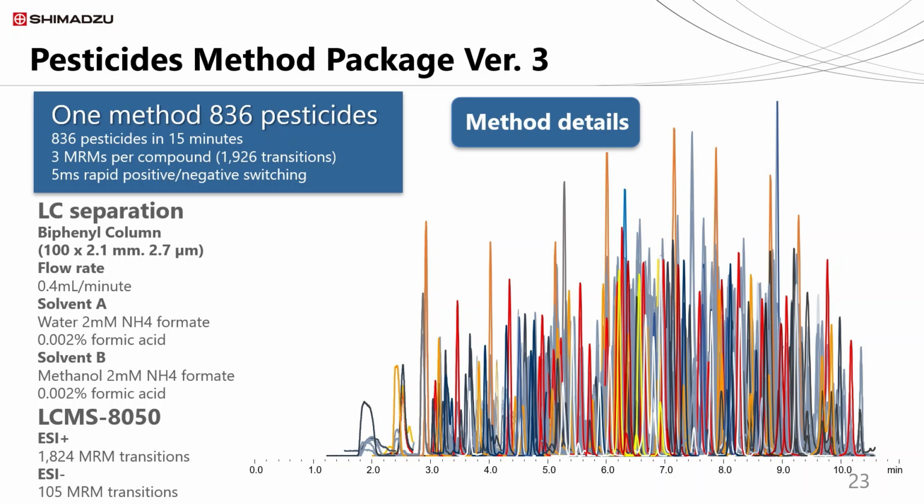User can find all method details in the method package and the instructions to select the required components for the method package. We can see there are a lot of co-eluting peaks, which are easily handled by Shimadzu's UFMS technology.